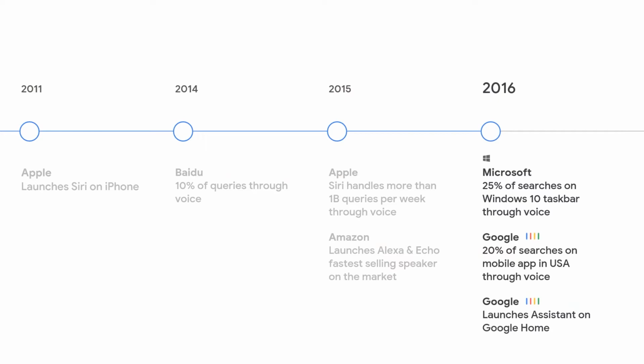In 2016, Microsoft reported that 25% of searches on the Windows 10 taskbar were done through voice. And Google also reported that voice accounted for 20% of searches on their mobile app in the US. Later that year, Google launched Assistant, something I'm proud to have been a part of. It's a conversational experience that now spans an ecosystem that includes smart speakers, mobile phones, smart displays, auto, and more. And we saw some pretty rapid adoption there too.